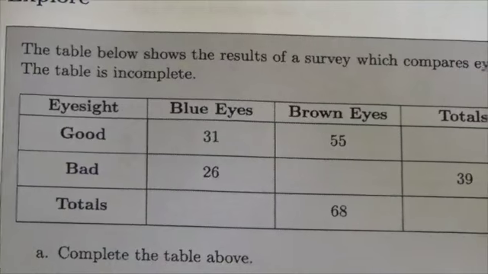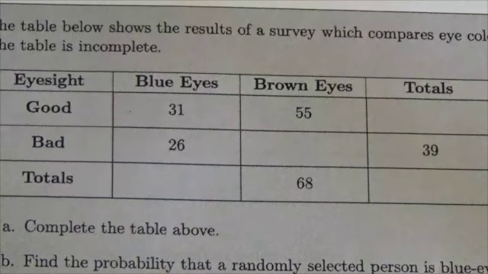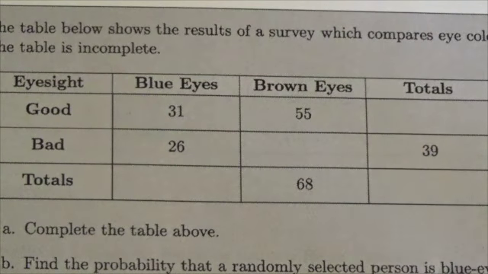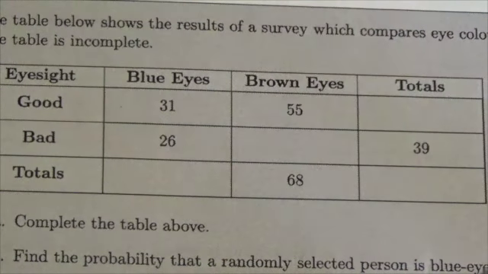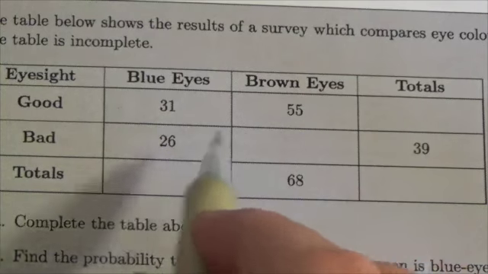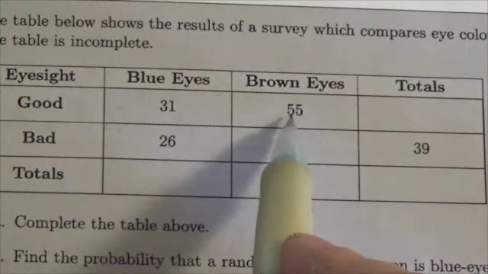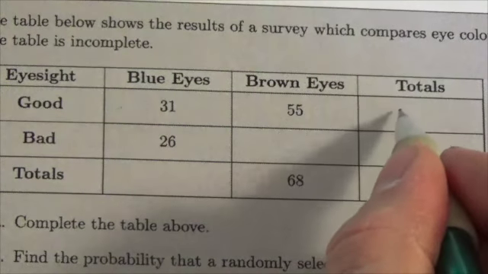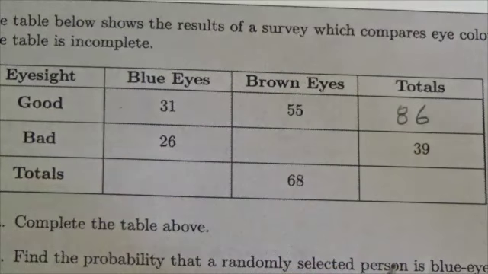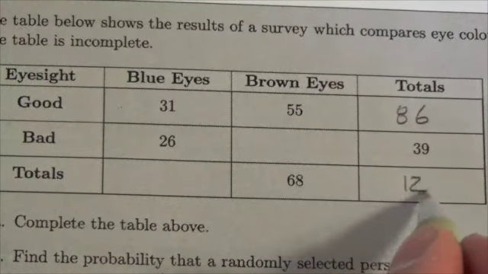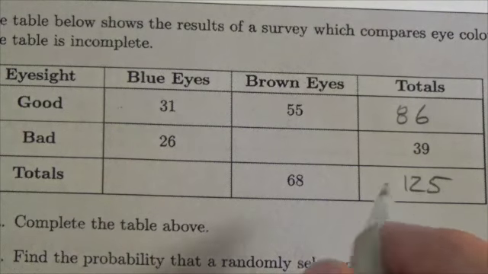The table below shows the results of a survey which compares eye color and eyesight for 125 adults. The table is incomplete, so we've got to finish it, and it's easy enough to do. For people with good eyesight, we have 31 with blue eyes and 55 with brown eyes. Together that is 86. Just to make sure we've got that correct, because we've got totals here, 86 and 39 is 125. Do the math in your head, and yes, that's 125. So that's good.